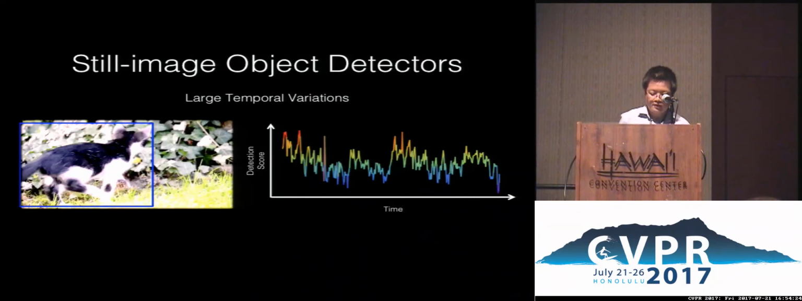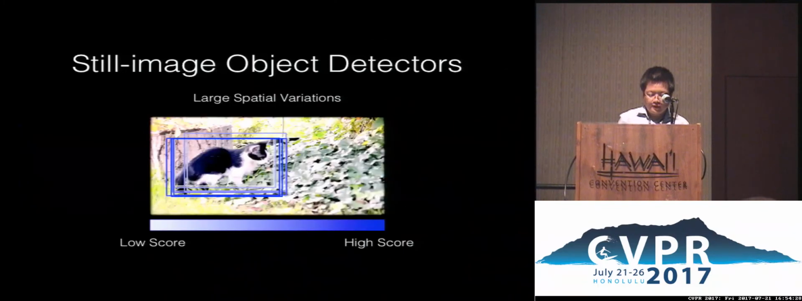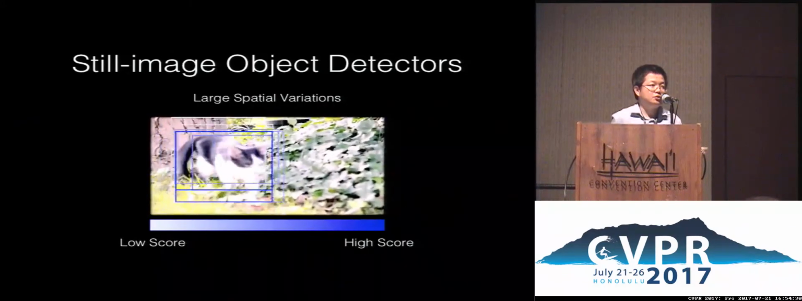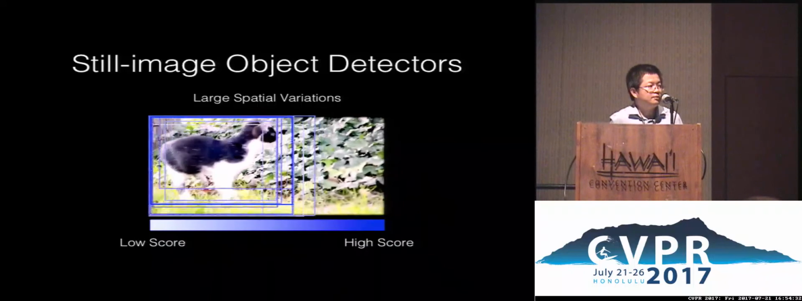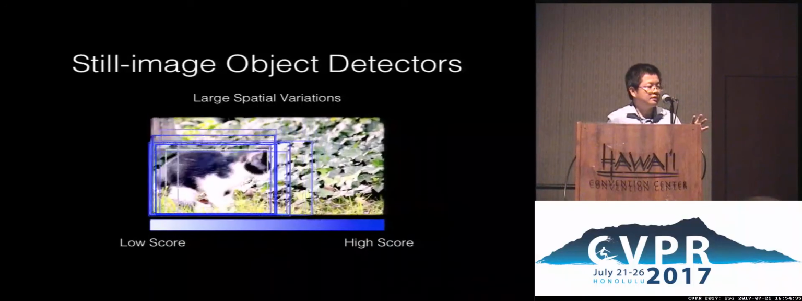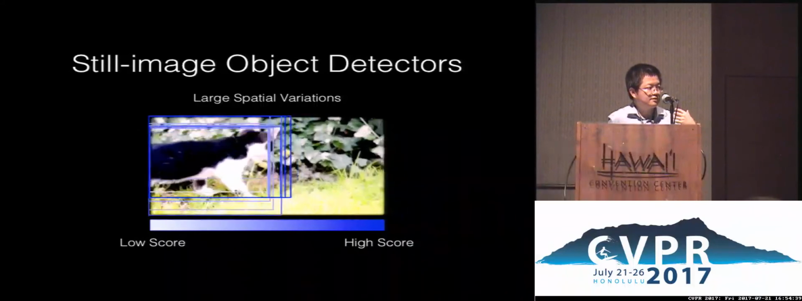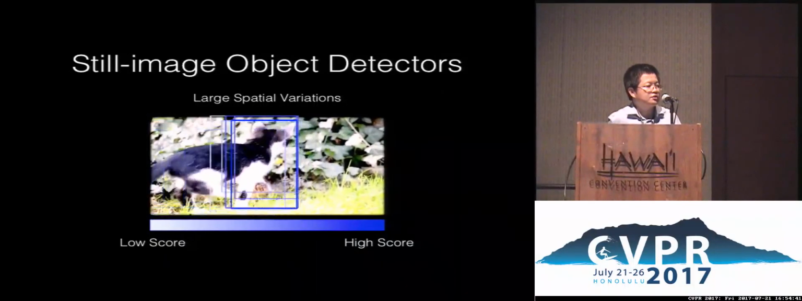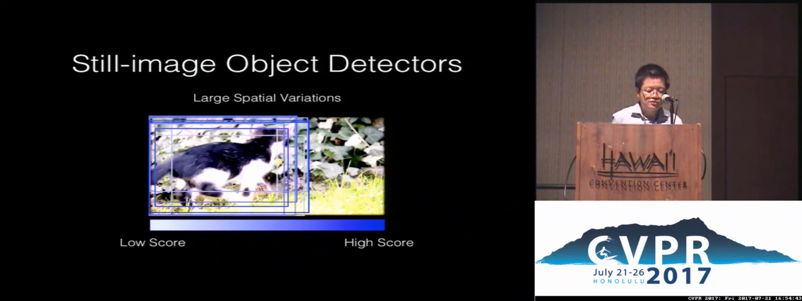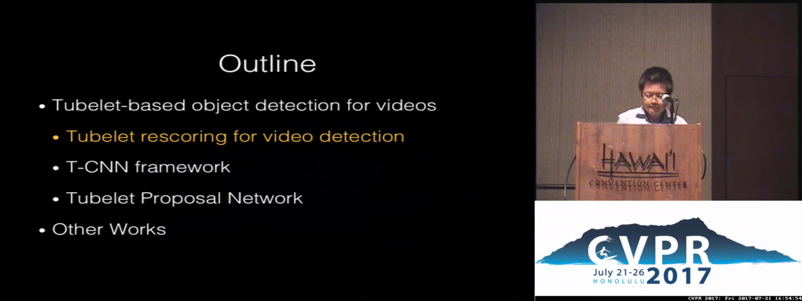This is from our experience. And also, you can observe that if you shift the region proposals, the detection score also changes dramatically. So this is also not robust to spatial variations. These are some problems with directly applying these object detectors.